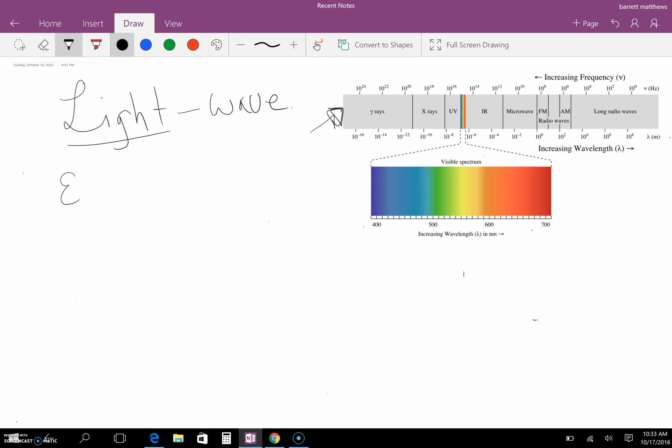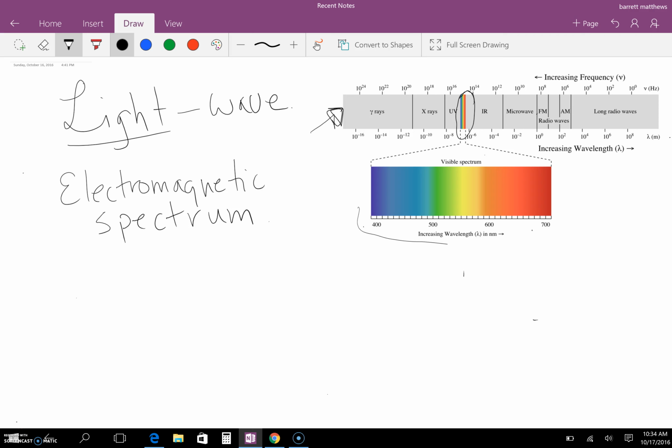This is called the electromagnetic spectrum. Now, every wave known to man is here, as far as we know, and light occupies a very small sliver here. This is light that we can see with our own eyes.